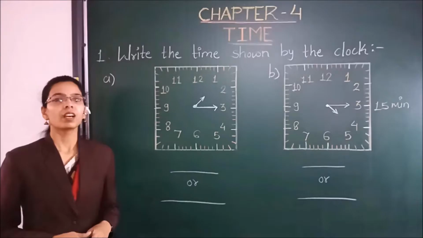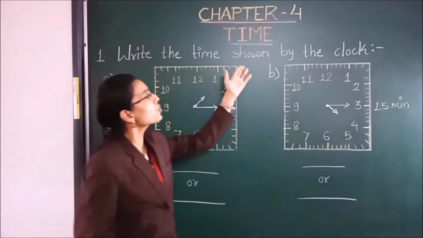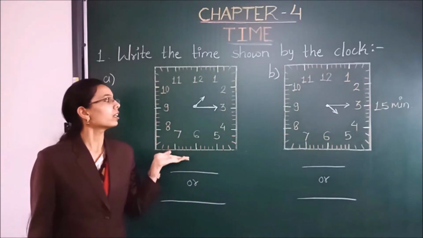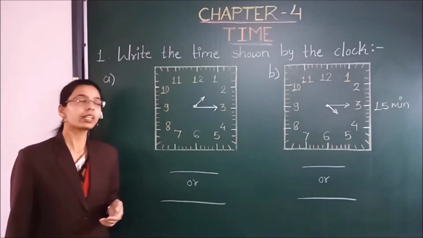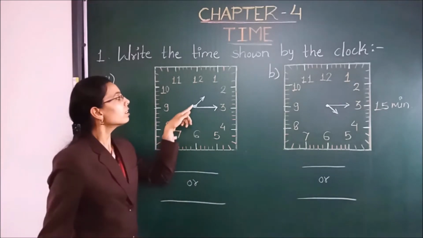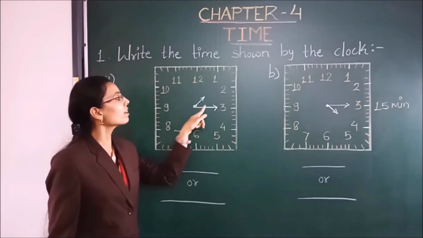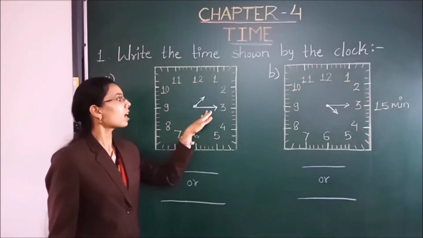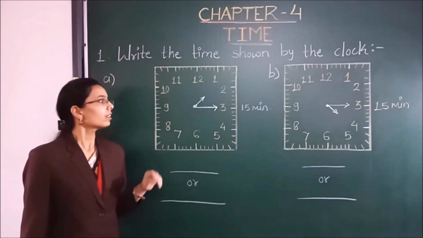So let's start. Now children, our first question: write the time shown by the clock. What time is shown in these two clocks that we have to write here? Look at the first one. What's the time here? The hour hand is at 1 and the minute hand is at 3. So how many minutes is that? 15 minutes? Yes.